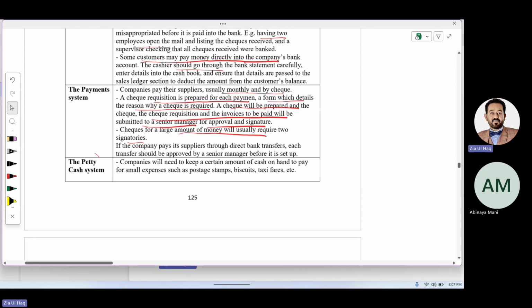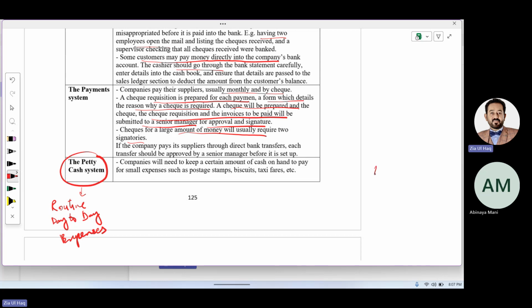There's another term called petty cash. What is this petty cash? Routine day-to-day small expenses. For that, the company needs to set an amount. Like suppose in the previous month, your routine day-to-day small expenses were 1,000. This 1,000 will be called petty cash.